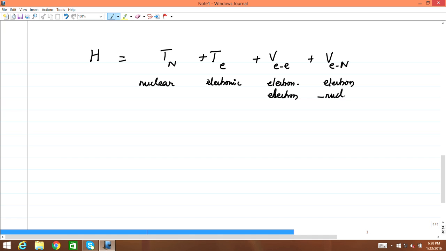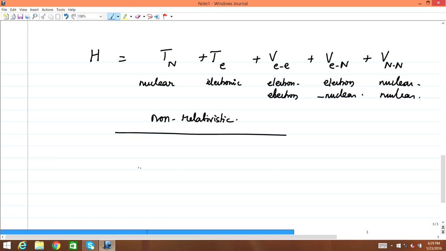This is also part of the potential energy, and the nuclear repulsion terms. And I use non-relativistic form to make things simpler. Therefore, the kinetic energy terms contain minus h bar square by 2 M, where capital M is the mass of each nucleus, say M_I.